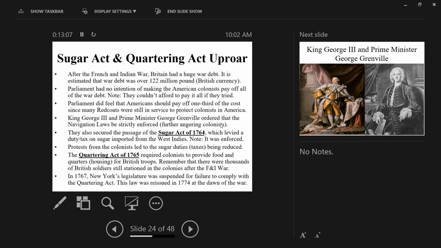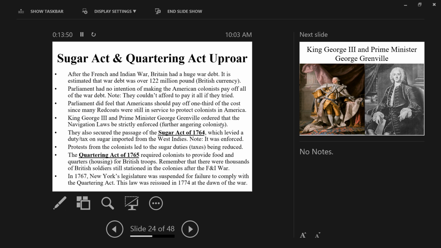But this was offensive enough that the colonists began to protest, especially colonists in the colonial commercial centers. Colonists in places like Boston and New York were very upset about the Quartering Act, so much so that in 1767, New York's legislature was suspended for failure to comply with the Quartering Act. Where we really see the Quartering Act ramp up is when the law is reissued in 1774, heading into the Revolution, and even during the Revolution, where the Brits are able to just come in and be like, hey, I'm moving into your home.